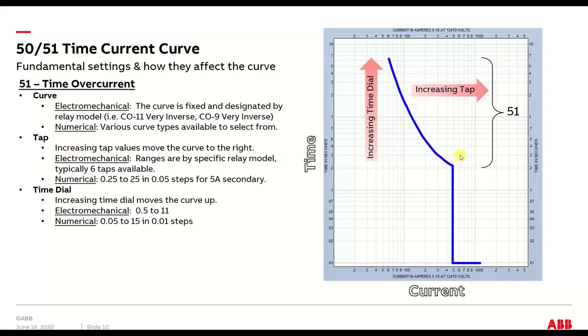The tap changes the curve from left to right. Increasing goes to the right. So if you have a tap of one, it may be somewhere around here. Tap two, somewhere around here, and so forth as it increases. And then finally, your time dial, which is your time delay and how far this curve is going to move up. So increasing the time dial moves the curve up. Increasing the tap moves it to the right.